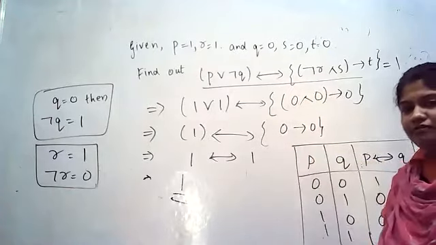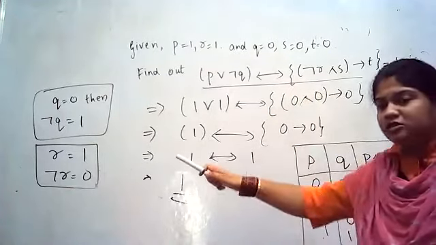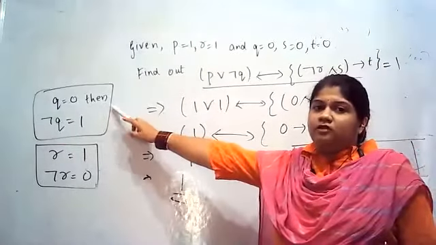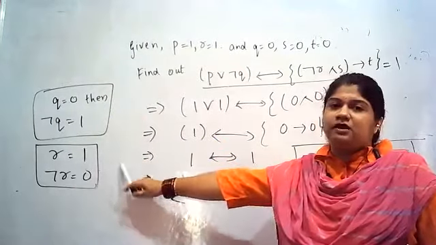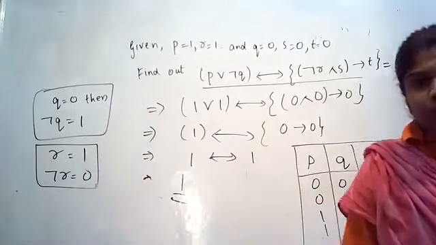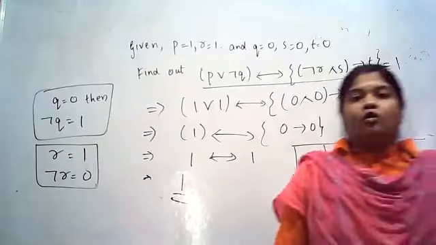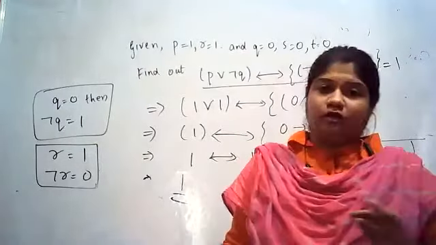I think everybody has followed this problem. Copy this also for the first time. If Q is equal to 0 then negation Q is 1; if R is equal to 1 then negation Q is equal to 0. Our aim is, whatever is given, just go on substituting according to the logic.